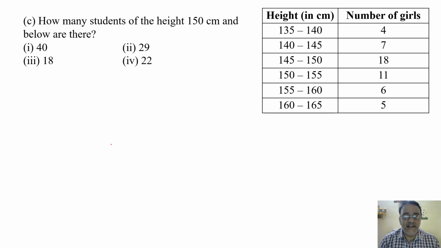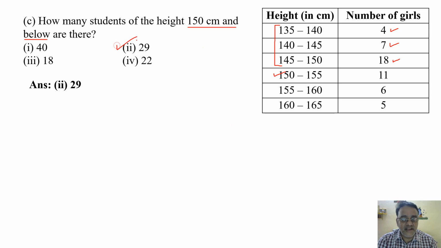Now we are moving toward the next question. How many students of the height 150 centimeter and below are there? Right. इसको थोड़ा सा मैं करेक्शन कर रहा हूँ. How many students of the height below 150 are there? ठीक है, थोड़ा सा मैं करेक्शन कर रहा हूँ क्योंकि 150 अगर हम लोग लेंगे तो इस रेंज में भी आ सकता है. So that is why I am taking below 150. So we have to calculate for this one. Right. 4 plus 7 plus 18. How much we are getting? 29. 29. Very good. And the correct option is the second one.